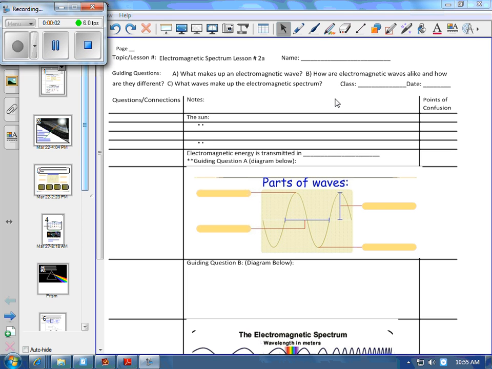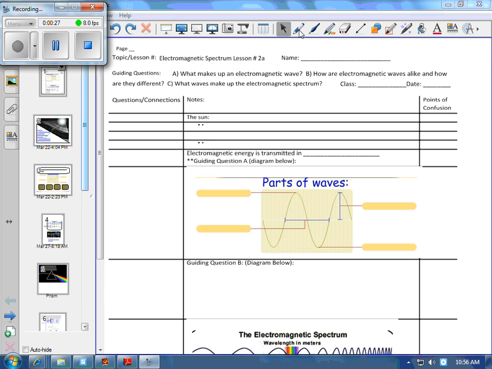Hello everybody, this is Mrs. Gilbert, and I am recording lesson 2, which is going to be separated into lessons 2A and 2B. It will be pages 6 and 8 in your interactive notebook. The first one on page 6 is the electromagnetic spectrum, lesson 2A.